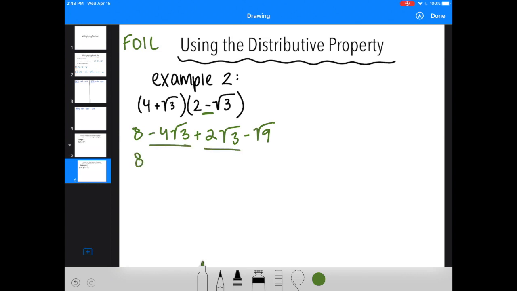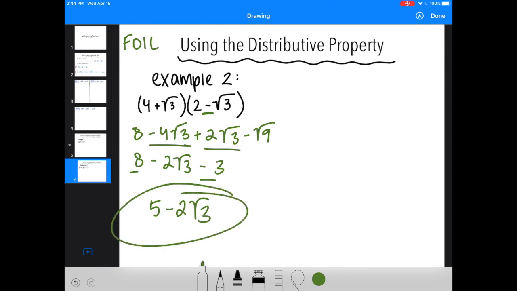Now that I have that, it's about simplifying. So my 8 drops down. I combine my like terms because those have the same radicand. So 2 minus 4 gives me negative 2 square root 3. And then finally, the square root of 9 is 3. So it gives me 3. 8 minus 3 is 5. So my final answer is 5 minus 2 square root 3.